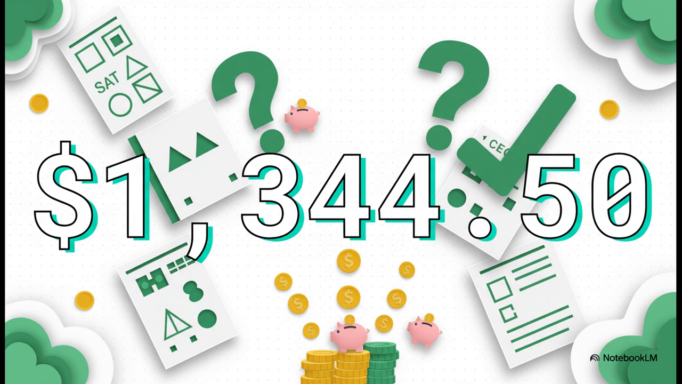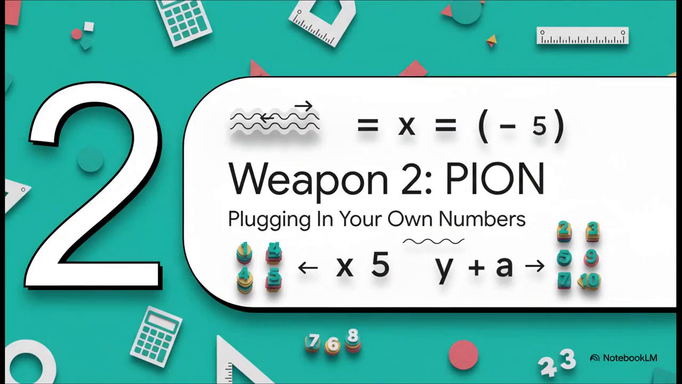We found the right answer on our very first try, and we didn't write down a single X or Y. That is the magic of PITA. Okay, PITA is a lifesaver when the answer choices are numbers. But what happens when the answer choices have letters in them, variables like X, Y, or T?